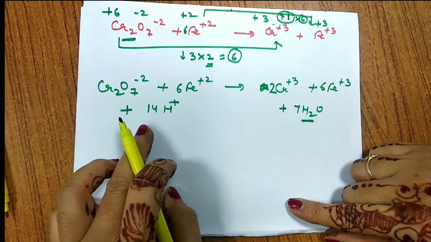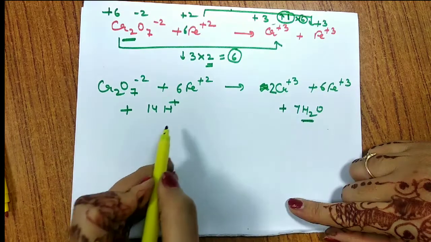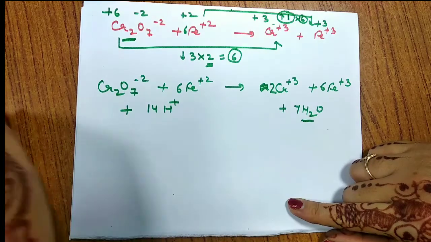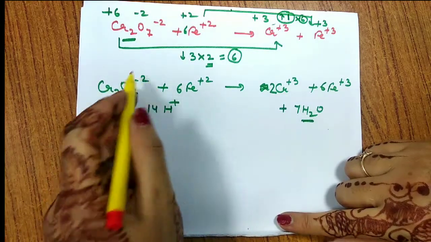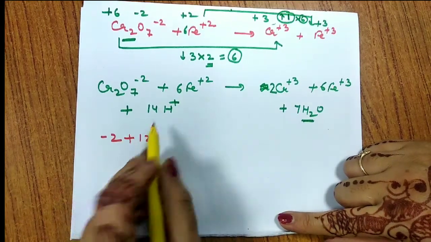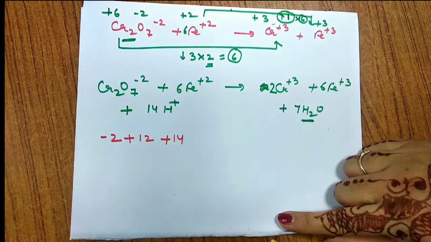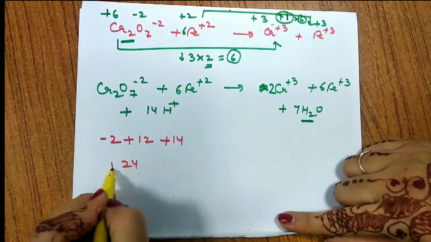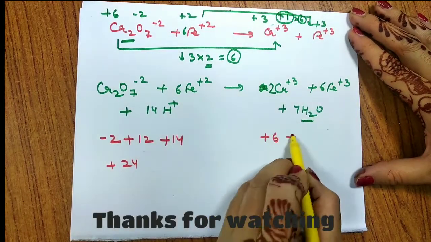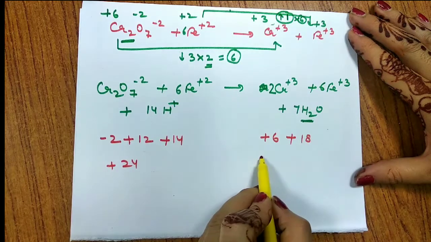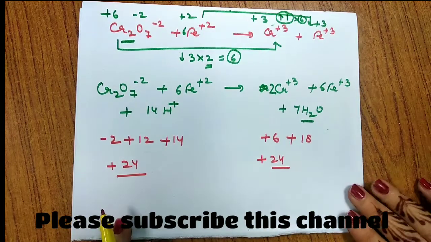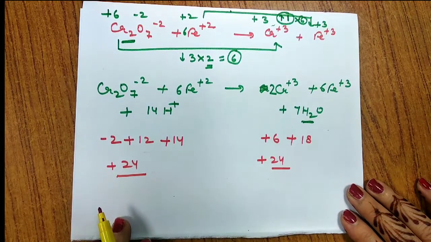Now the next step is to check. 2 chromium, 6 iron, 14 H, 14 H, 7 O, 7 O. Let us move to the charge. Whether it is balanced with respect to charge or ion. 1 into minus 2, 6 into plus 2, 12, 14 into plus 1, plus 14. So it goes 24 with plus sign. Let us see this case. 2 into 3, plus 6, 6 into 3, plus 18. Plus 24 this side. So 24 both sides. Yes, the equation is completely balanced. Clear?